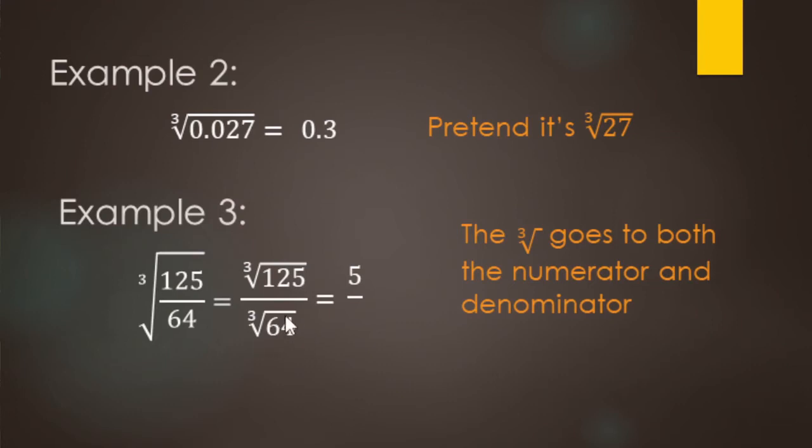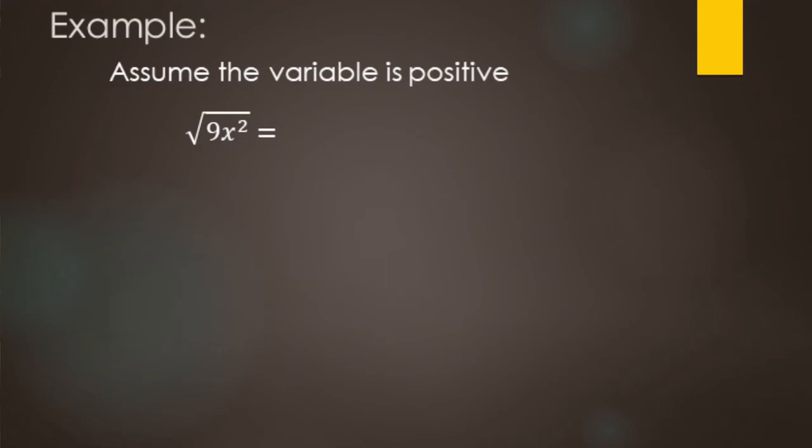And for the denominator, 3 of what number makes 64? 4 times 4 times 4 makes 64. So 3 4s make 64, and 3 5s being multiplied make 125.